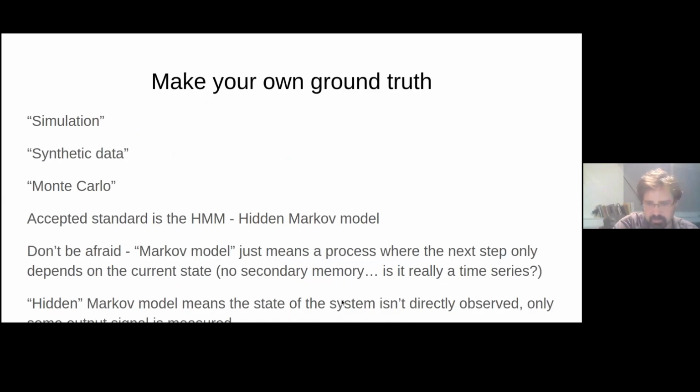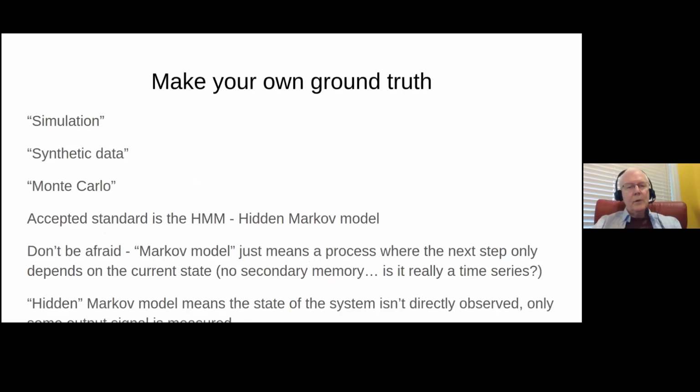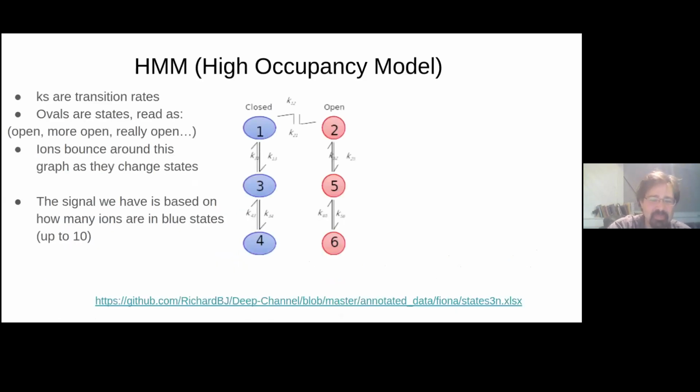So the rest of the text is: the state of the system isn't directly observed. Only some output signal is measured, and as I mentioned, in our case that's the current from the patch clamp. I think the cut-off slide is a good metaphor for a hidden Markov model. The state of the slide is not directly observed. It's somewhat hidden. Very good.